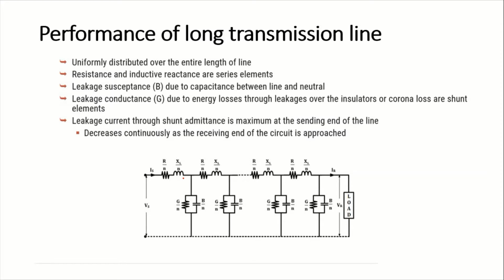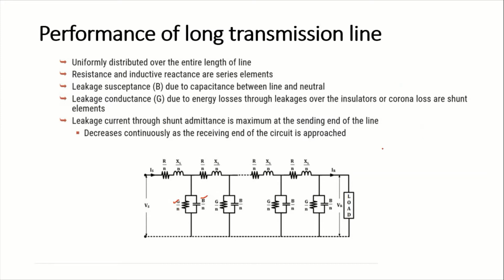Now, the following points are considered for the long transmission line. The line constants are uniformly distributed over the entire length of the line. Second, the resistance R and inductive reactance X are series elements, and the capacitive susceptance B and leakage conductance G are shunt elements.